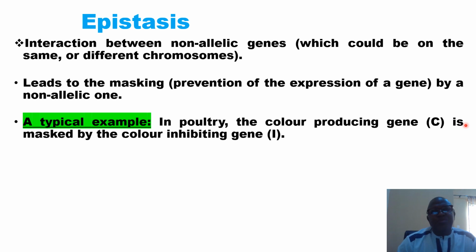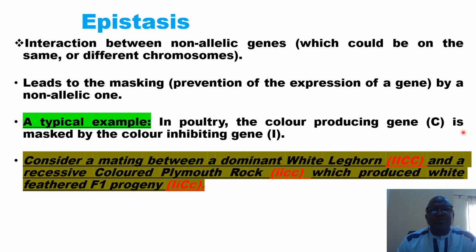So we want to take an example. In poultry, the color producing gene is represented by capital C, and this color producing gene is masked or prevented from expressing itself by the color inhibiting gene, capital I. So we want to consider a mating between a dominant white leghorn with this genotype and a recessive colored plymouth rock with this genotype. When you cross these two individuals, what will be produced in the F1 will carry the genotype: capital I, small i, capital C, and small c.